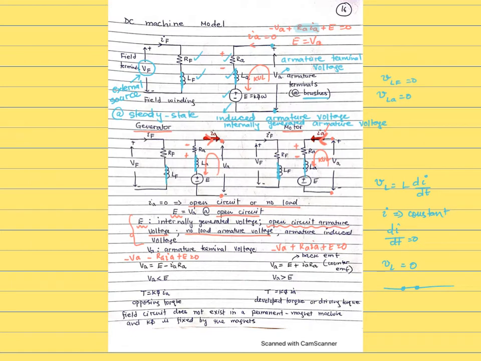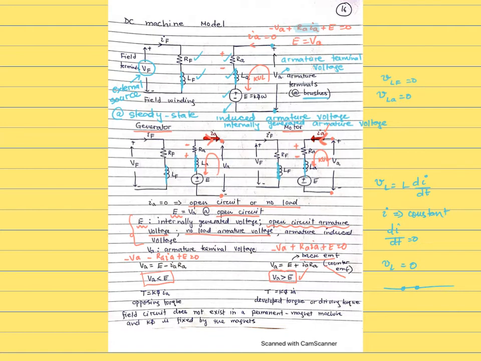So you can see that in the case of a generator, E is larger than VA, and in the case of a motor, VA is larger than E. In a generator, E is the internally generated voltage, which takes care of the voltage at the terminals plus any losses at the resistance. In the case of the motor, it's the external supply which takes care of the voltage generated inside the machine, which in this case is not actually the generated voltage. We're going to call it back EMF or counter EMF, because that is what the external supply has to take care of in addition to any losses through the resistance.